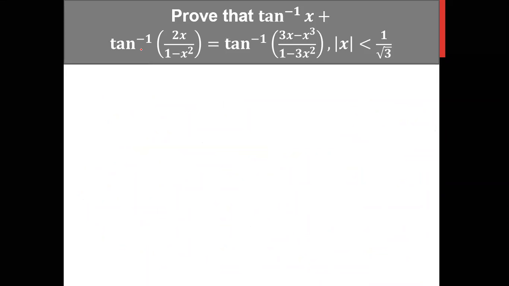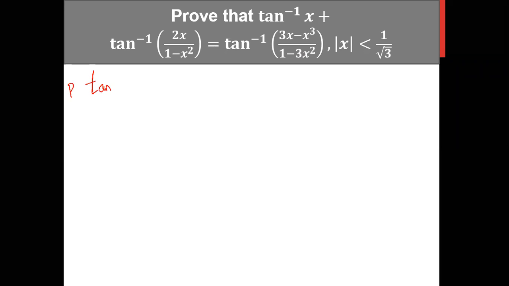Okay, this is something simple. Okay, you have to prove that tan inverse of x plus tan inverse of 2x divided by 1 minus x square is equal to tan inverse of 3x minus x cube divided by 1 minus 3x square. So what should we do? I'll give the hint and you can take this as homework.